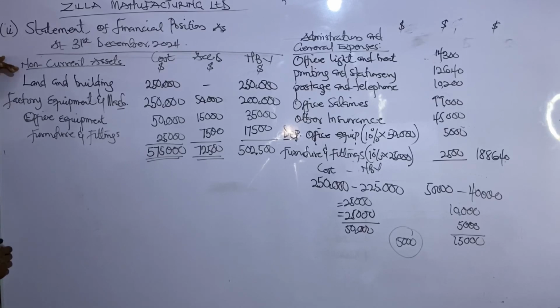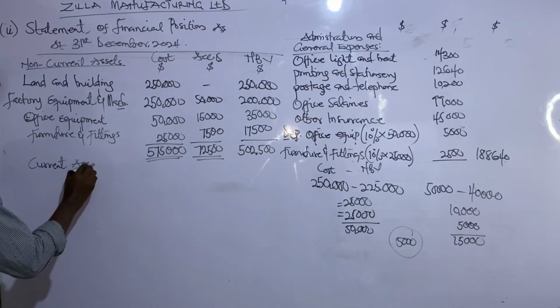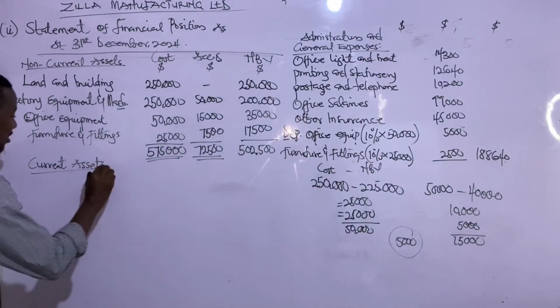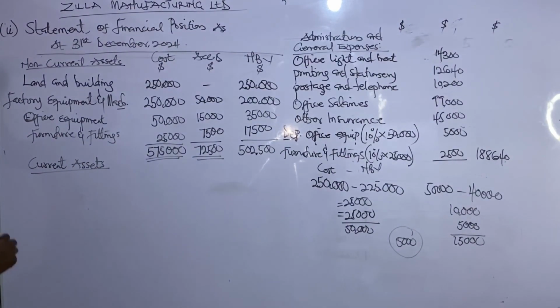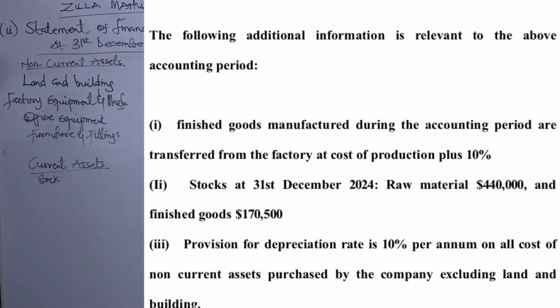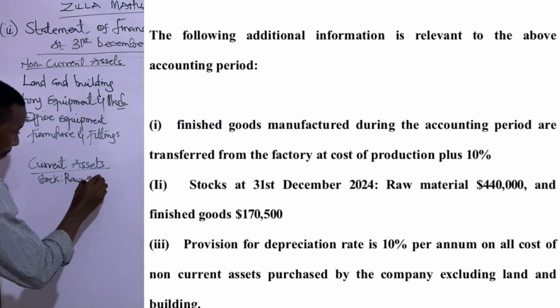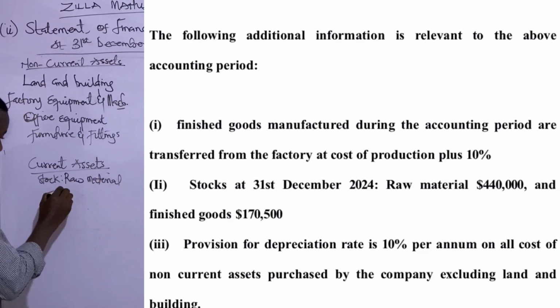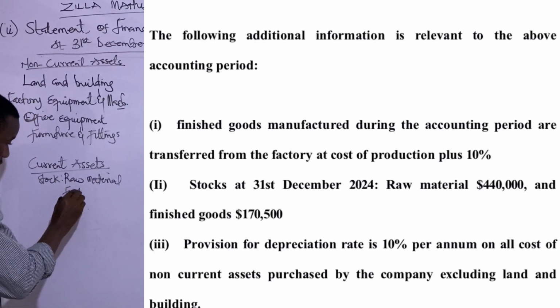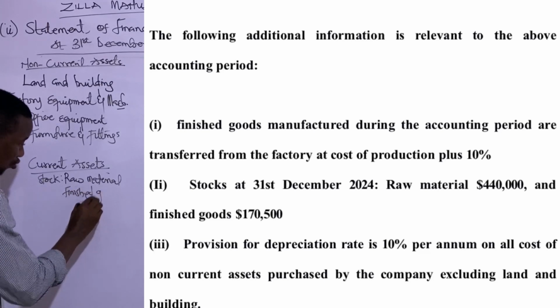Now, after dealing with the non-current assets, we move to the current assets. And the current assets are arranged in terms of liquidity. Remember, so we begin with our stock or inventory. And this stock is the closing inventory. Listen and listen good. With the closing inventory, we have raw materials, and we also have finished goods. The closing inventories are two, okay?